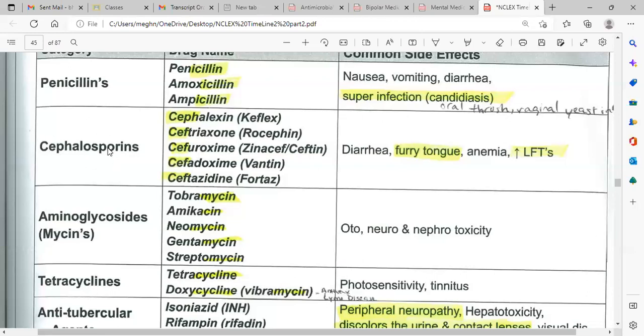But I want to tell you, if any patient has an allergy to penicillin, we will not give cephalosporin as well. Let me recap it. Do not give it if the patient has a known allergy to penicillin. The most common side effects of cephalosporin are diarrhea, furry tongue, anemia, and increased liver function tests. We should remember these side effects of cephalosporin for the NCLEX board.